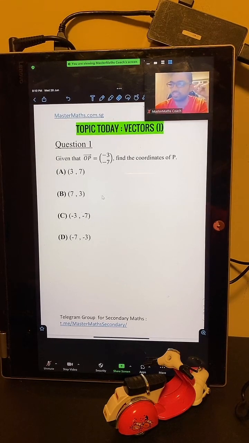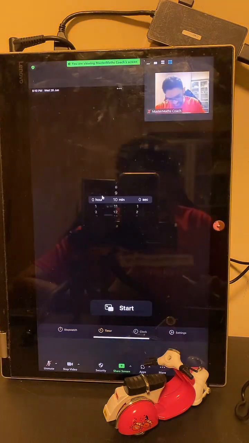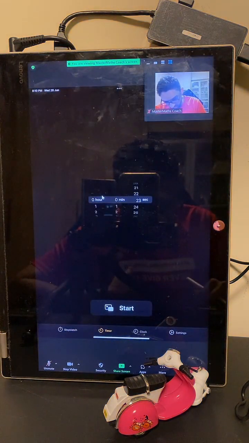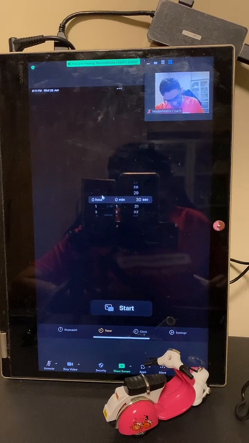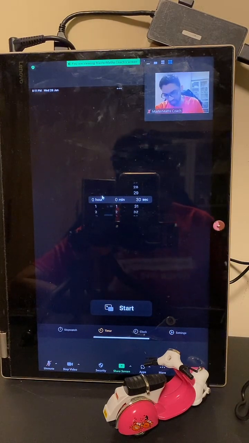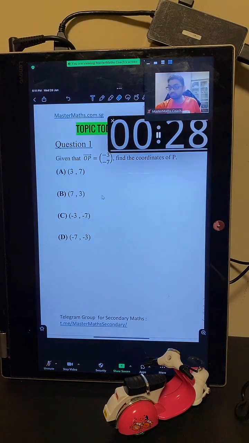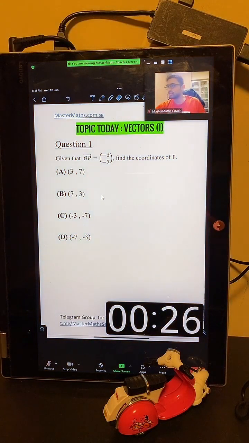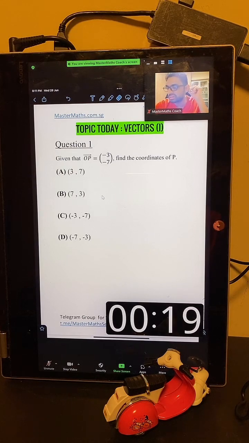My friends, what do you think the value of the coordinates P is? I'm going to give you guys 30 seconds, and in 30 seconds we will be discussing the answer for this particular question. So let's all take that 30 seconds to try this question. You have about 20 plus seconds more to tell me your answer.